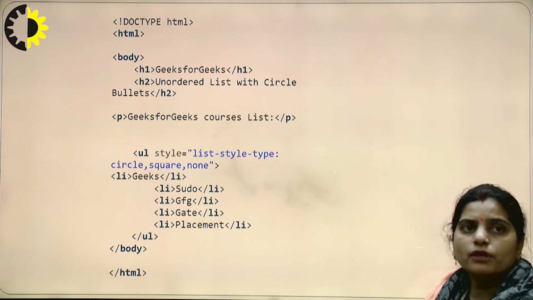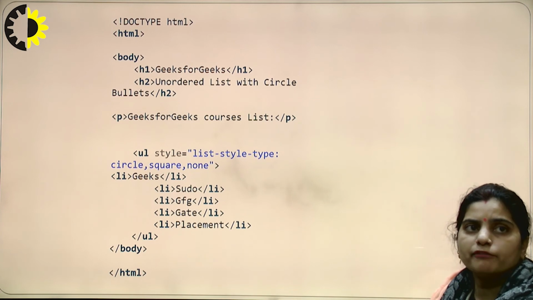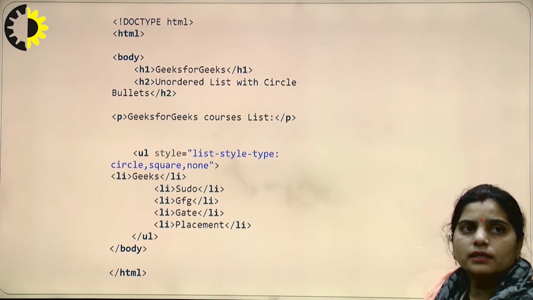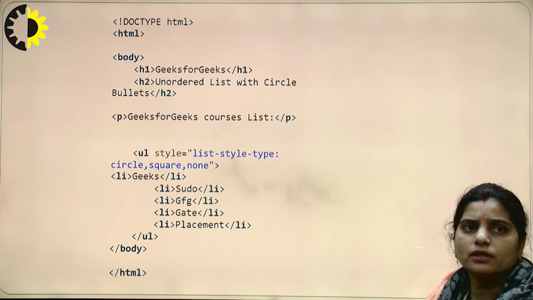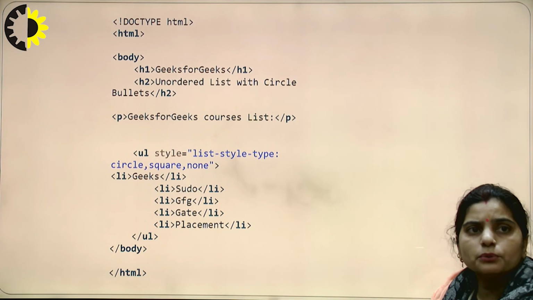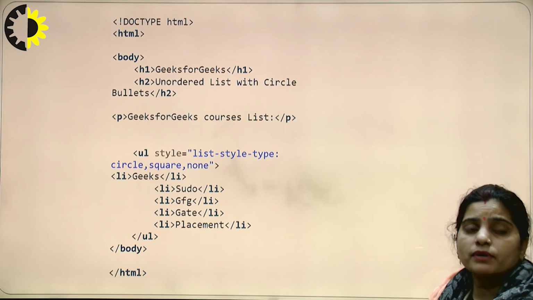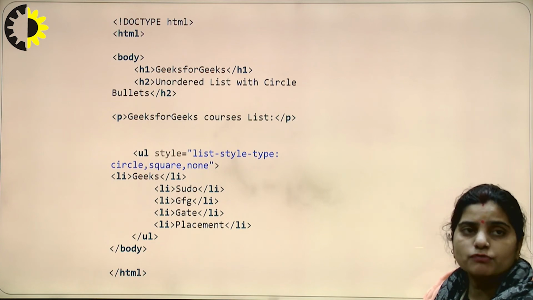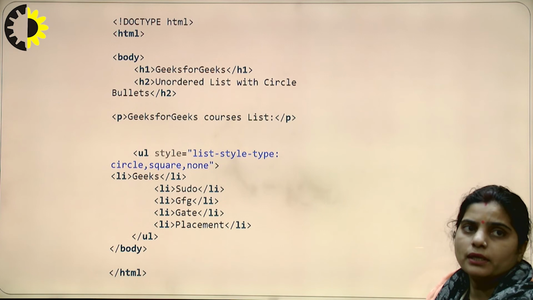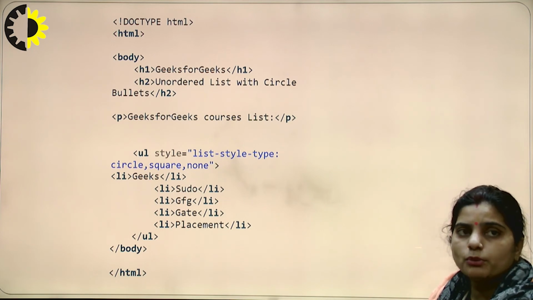then the body tag. Inside the body tag, we are using the H1 tag, meaning heading 1, "Geeks for Geeks", and then the H2 tag. In this, we put the heading, "unordered list with circle bullets". After that, we put the paragraph tag, in which we write the course list. Now, the next one is the main tag which we use for the unordered list, UL, with style and list-style-type. Means we are using the style-type attribute.